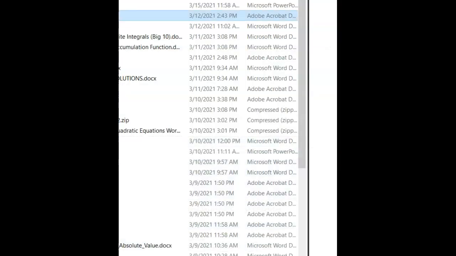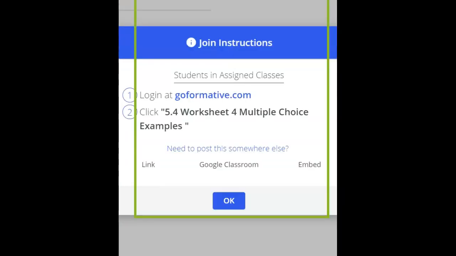Okay. So then what I did for worksheet 4 with the multiple choice was I actually put that on the Go Formative. So I'm going to hit assign for you for that now. And then I just want to see. So again, you're on that Go Formative.